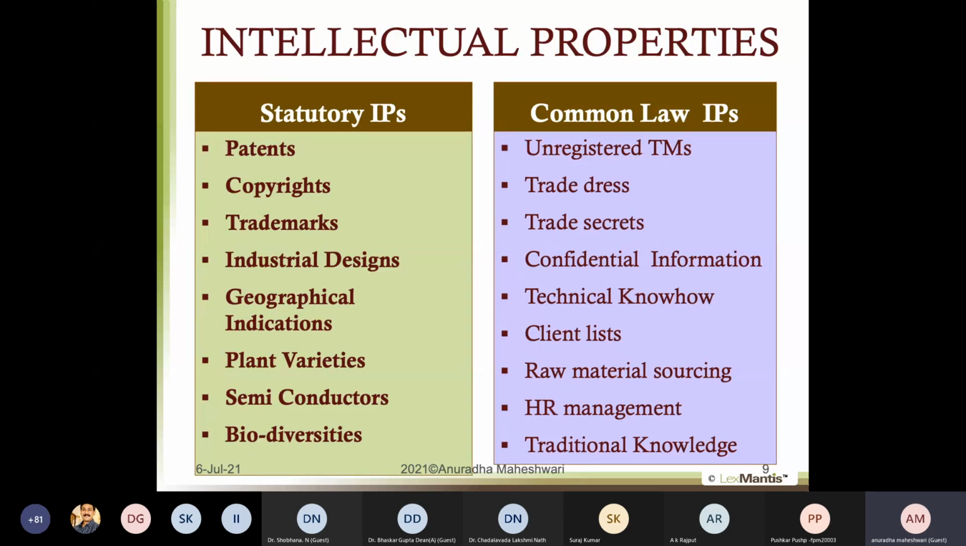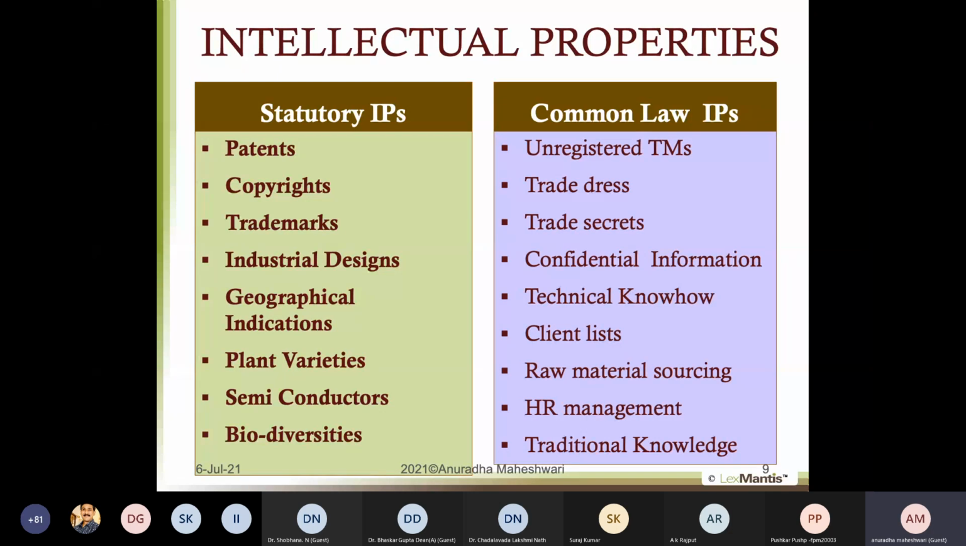Then we have one big, large area of intellectual property, which is known as trade secrets. I'll come to trade secrets a little later. Confidential information and trade secrets fall in the same category. Technical know-how may fall in the category of trade secrets, or maybe a know-how that you are sharing under contract. Client lists are generally confidential information, but the clients that you have developed in a company are so important as intellectual property of that company.